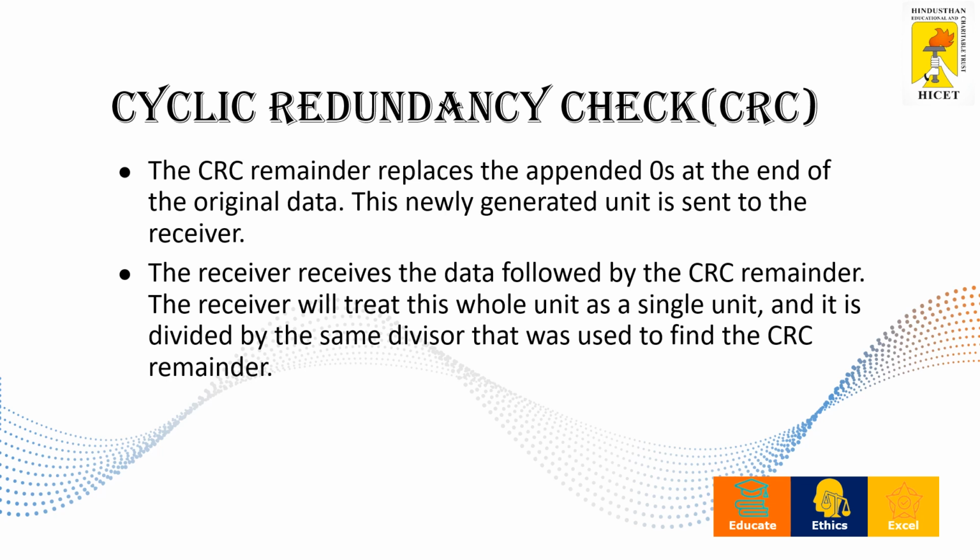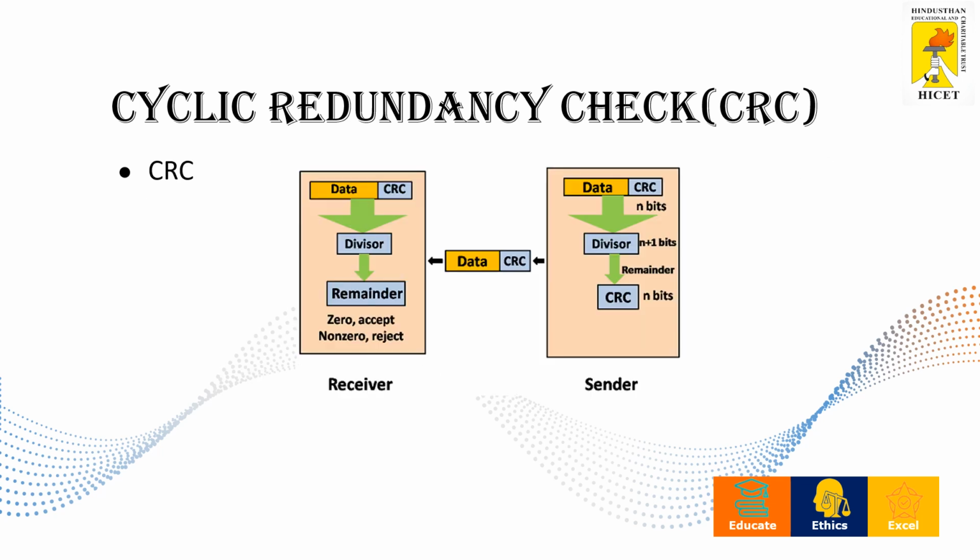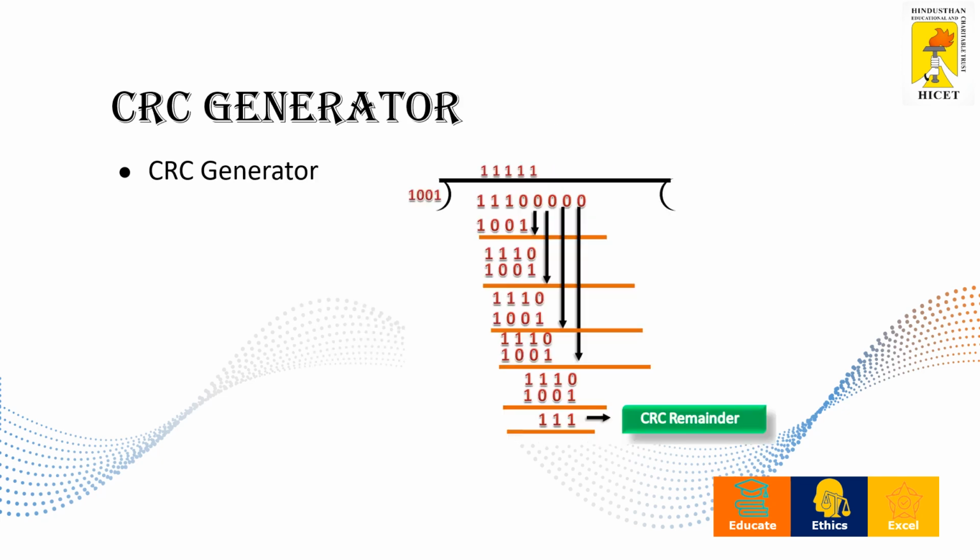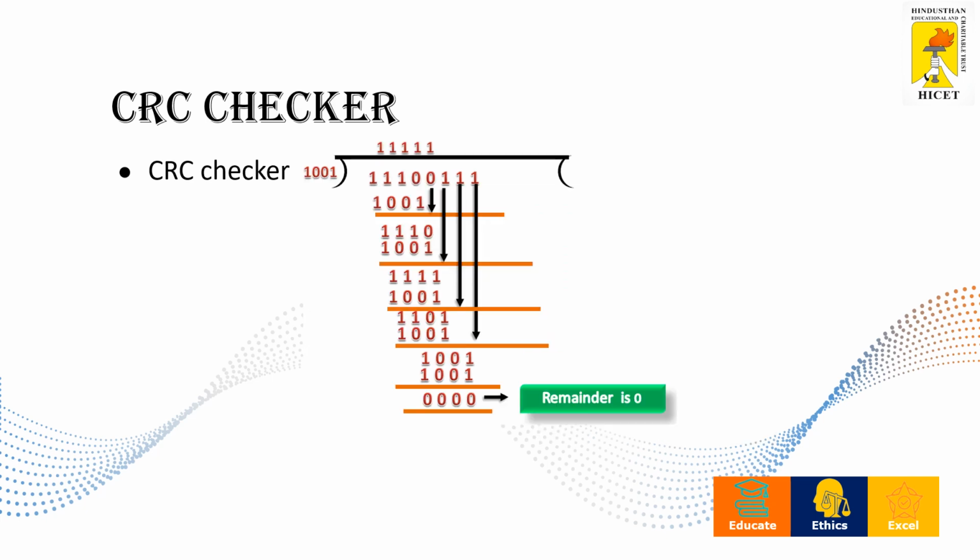The receiver receives the data followed by the CRC remainder. The receiver will treat this whole unit as a single unit, and it is divided by the same divisor that was used to find the CRC remainder. If the result of the division is 0, it means that there are no errors and the data is accepted. If the resultant value of the division is non-zero, it means that the data contains an error. Therefore, the data is discarded.